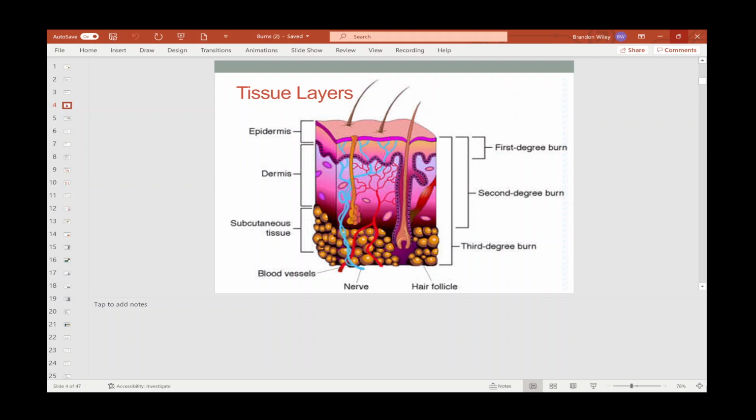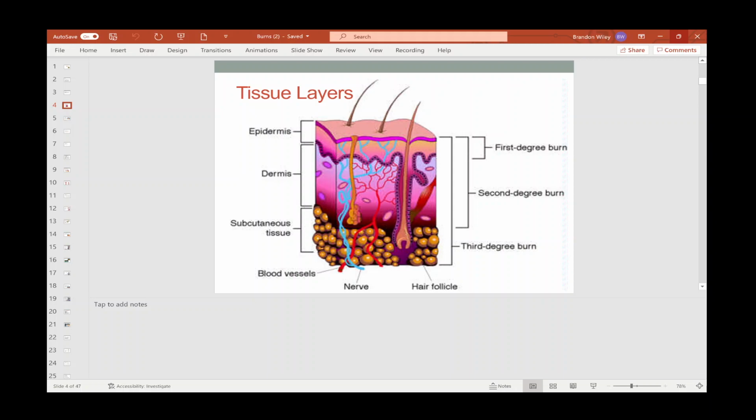Under your dermis is the subcutaneous tissue, which some of us have a little more than others, but it's okay. That's where that insulation comes in as well. So these are the different layers of your skin. Below that is what? Below your fat is what? Muscle. And then you've got tendons, ligaments, and bone.